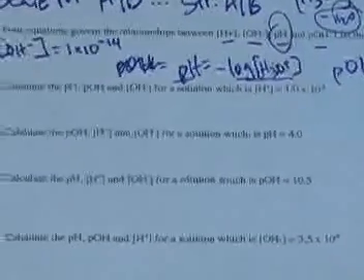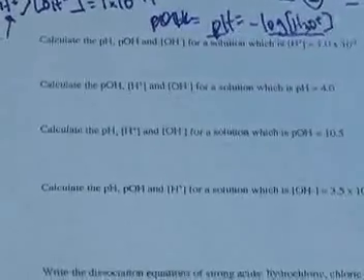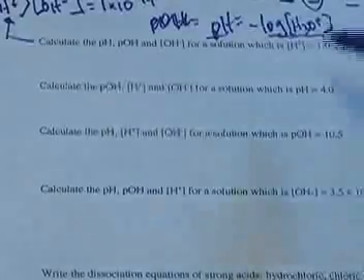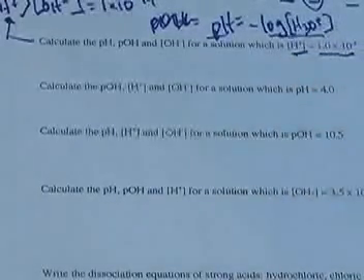So those four equations are the main ones we're going to use today when we do our calculations along the way. Make sure you have your calculator up for the next section. Calculate the pH, pOH, and OH minus for a solution that has an H plus, remember that's the same as H3O plus, of 1 times 10 to the negative fifth.